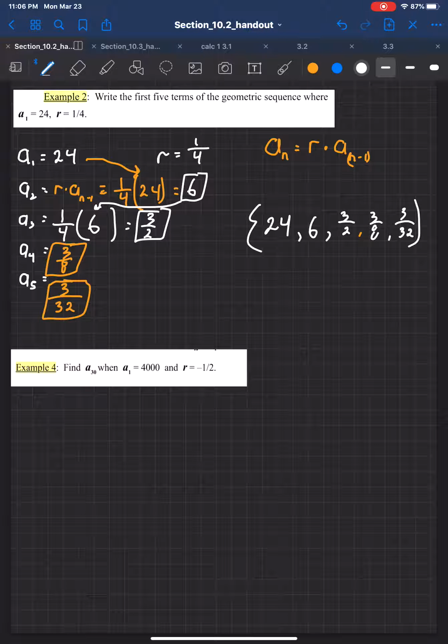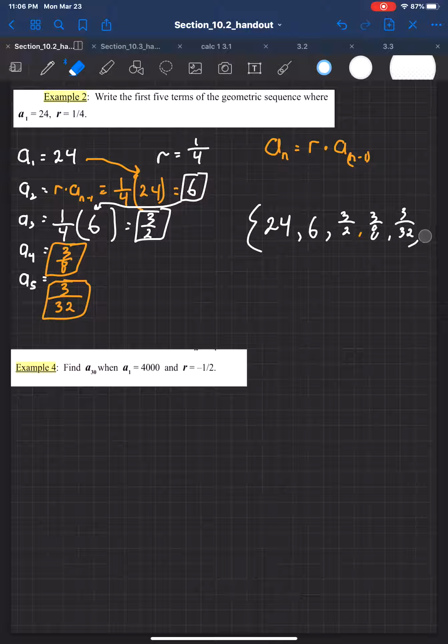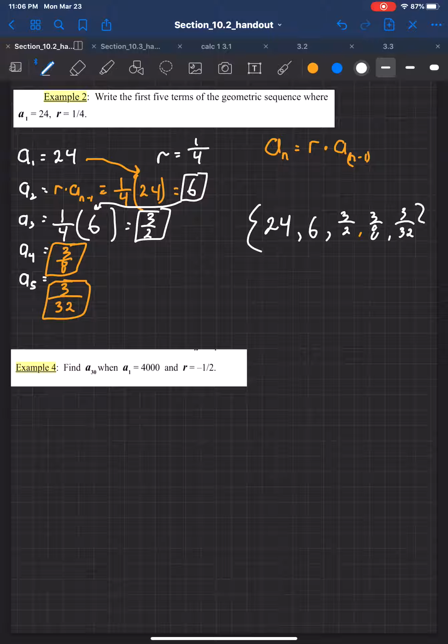Okay, so assuming my arithmetic is okay here, then we are all done with the problem. All right, so not that bad. Let's keep going.